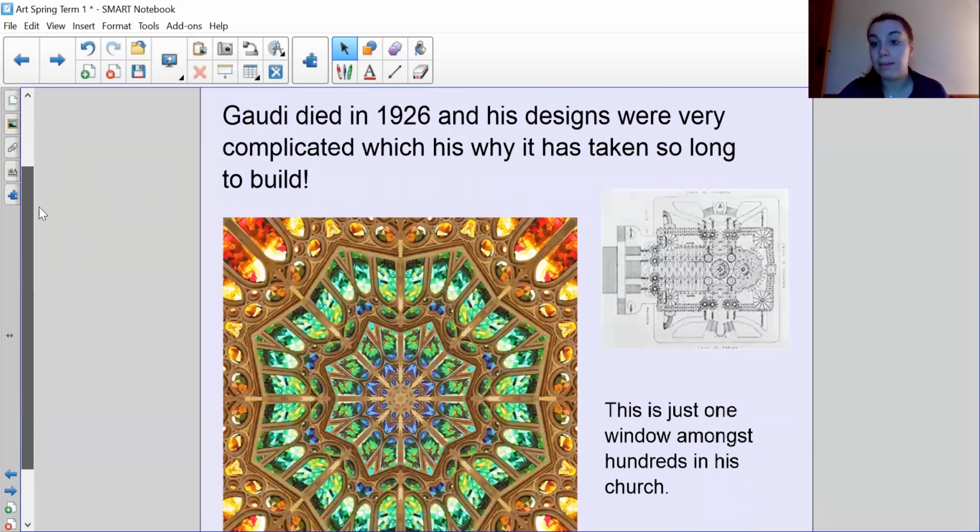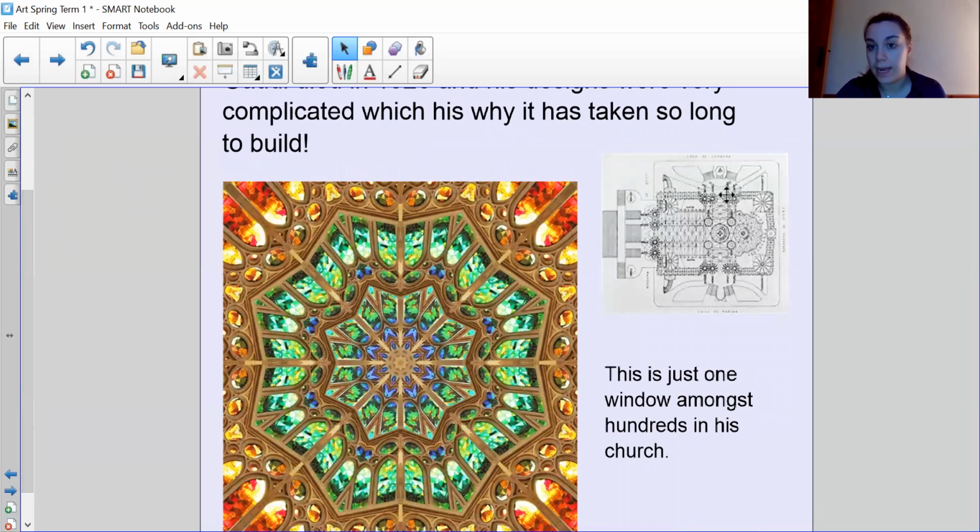So lots of artists have tried to use his designs, as you can see here, but they're so complicated, and because he's not alive anymore, we can't ask him, how do we build this? What would you like us to do? So they're having to guess.